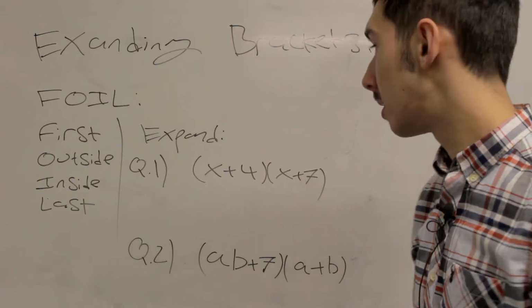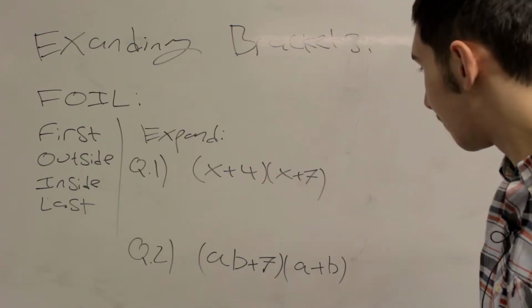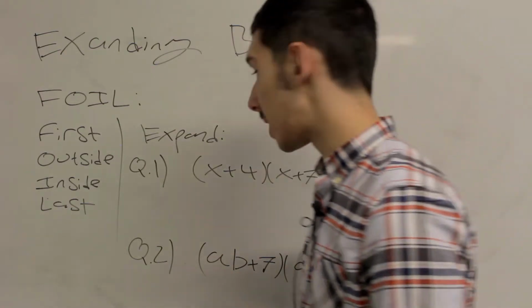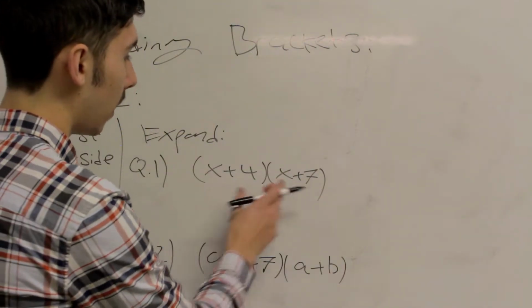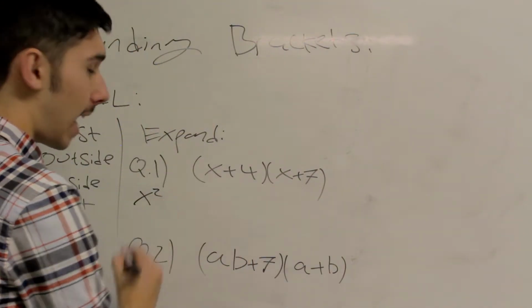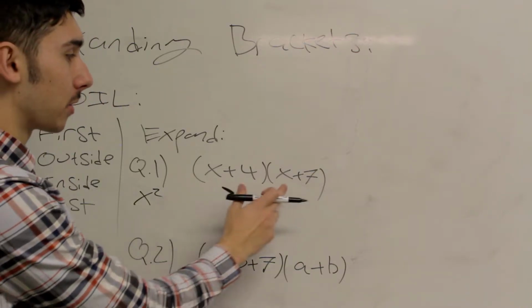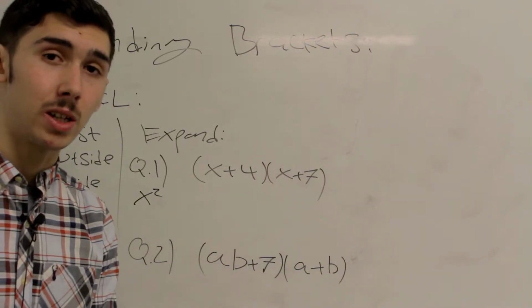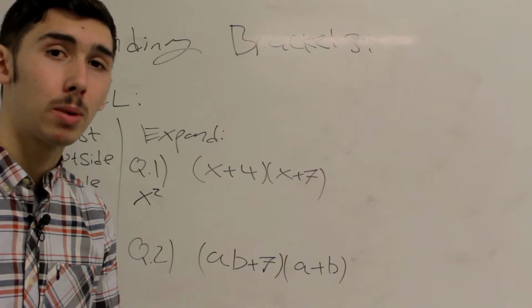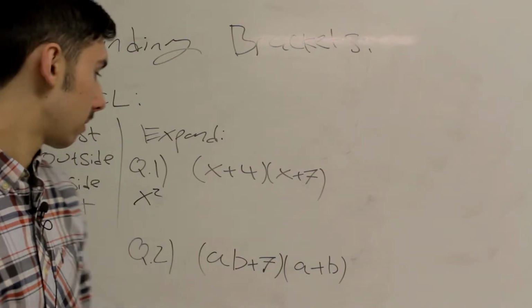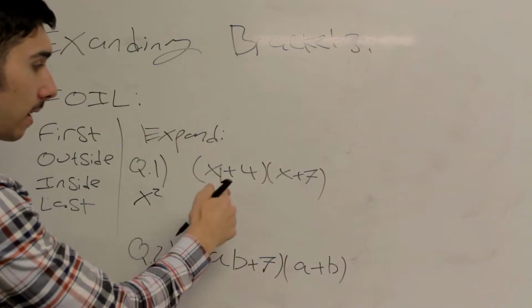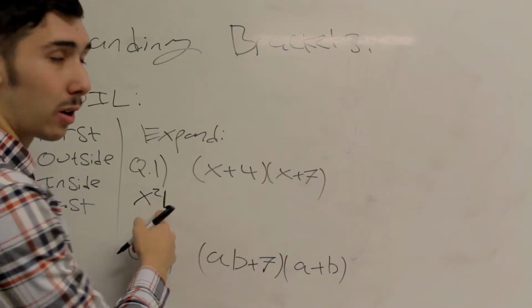Allow us to expand x plus 4 times x plus 7. X plus 4 times x plus 7 is going to be, first, x times x is x squared. So x to the power of 1 times x to the power of 1, as we know from the previous video, that is the same thing as x to the power of 1 plus 1, which is x to the power of 2, x squared. X squared is our first term.